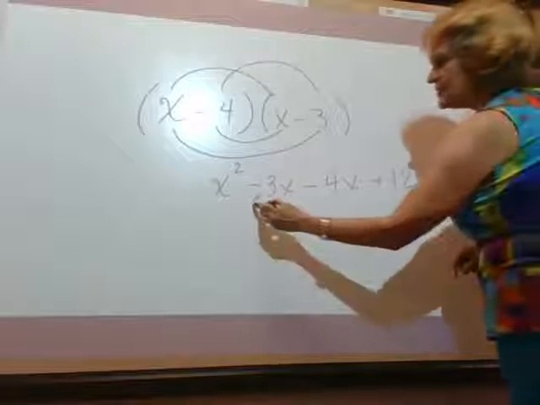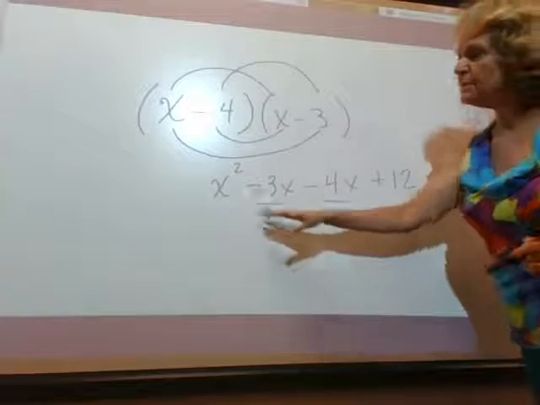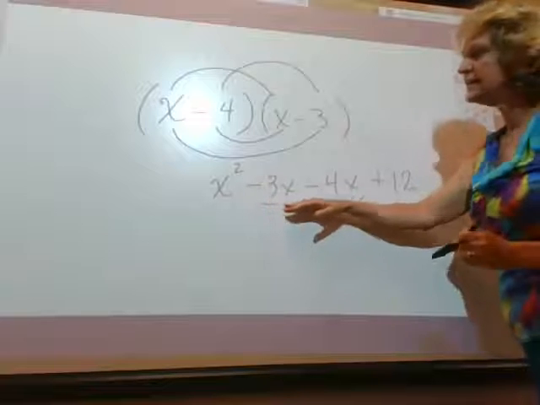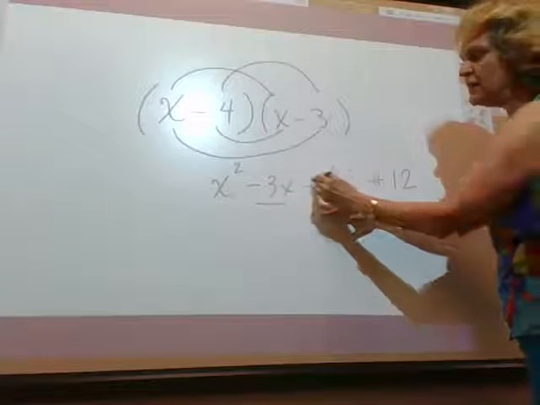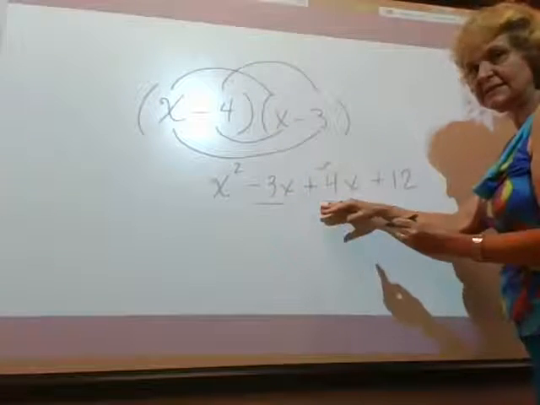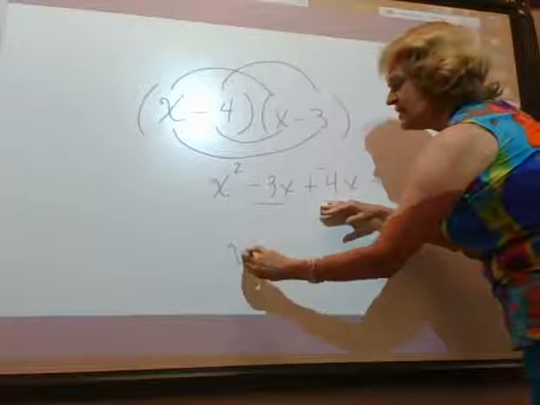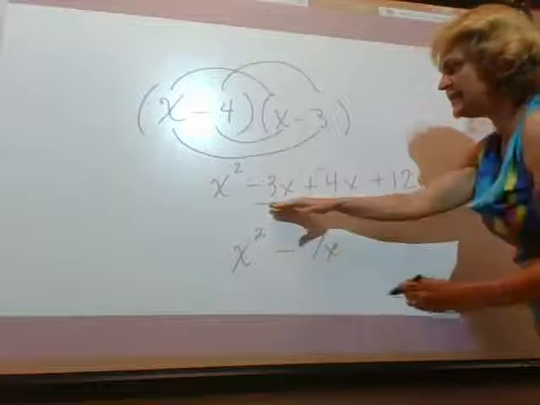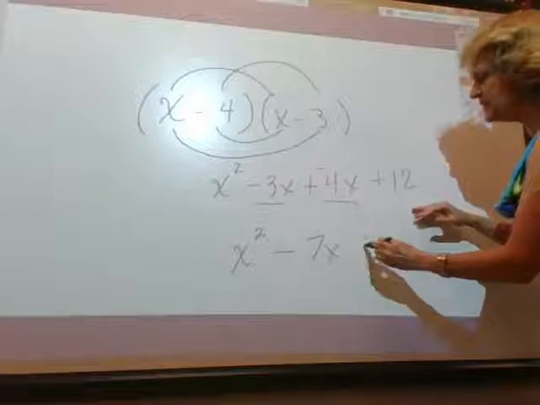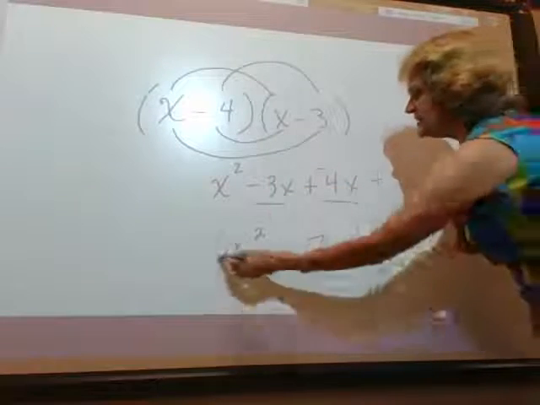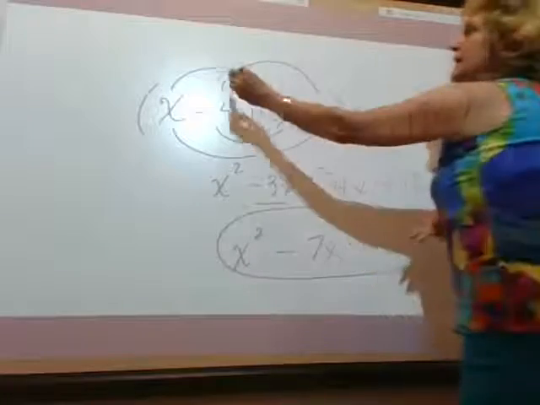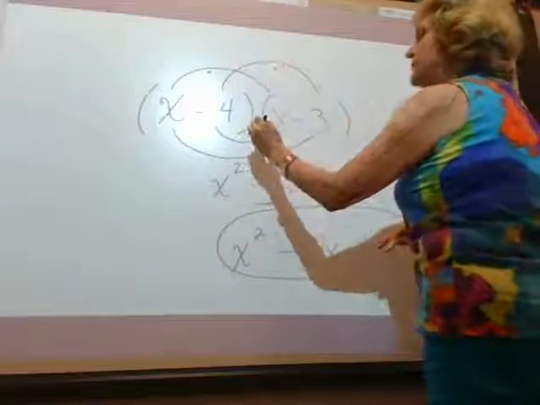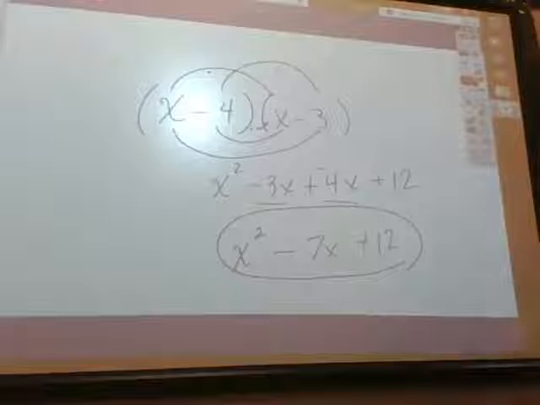All right, like terms. Okay, now you have a minus 3x, and you're taking away 4x. You're going to be adding the opposite. So what do you have? X squared minus 7x, adding two negatives, plus 12. And this is your answer. And again, you may want to make a little man. It's up to you. All right?